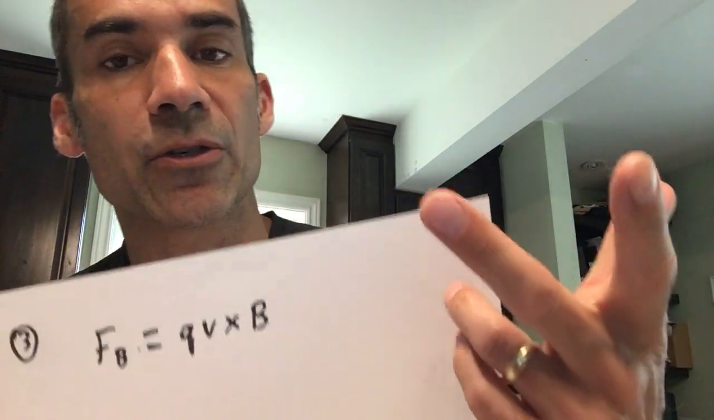But the way I showed you to do that is with the left-hand rule. Remember, force is this way if your magnetic field is this way and you're moving charged particles that way. So you just line them up to determine which way the force goes.